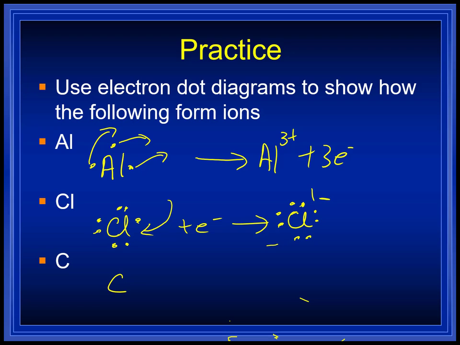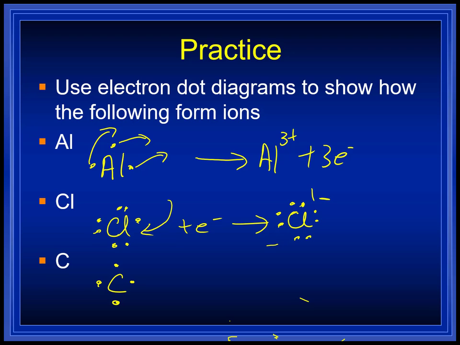So carbon gets 4 dots. It can either lose 4, to look like the noble gas before, or it could gain 4, to look like the noble gas after it. Which one is it going to do?